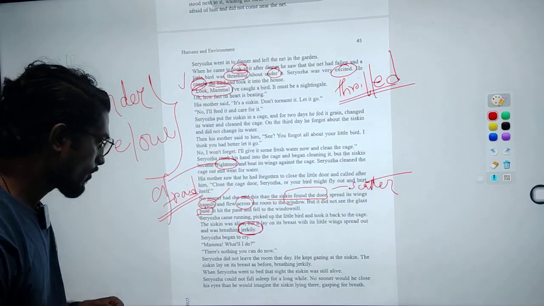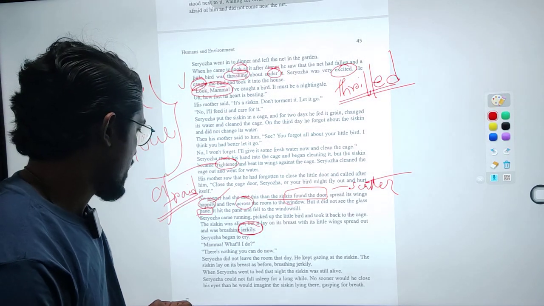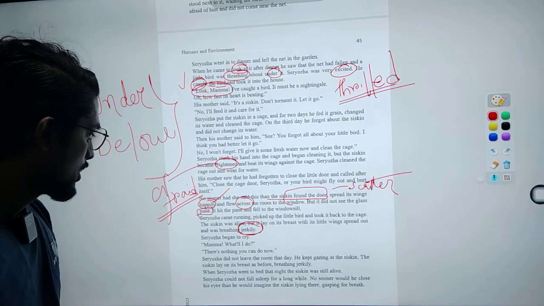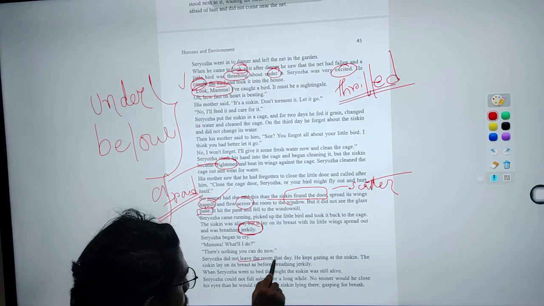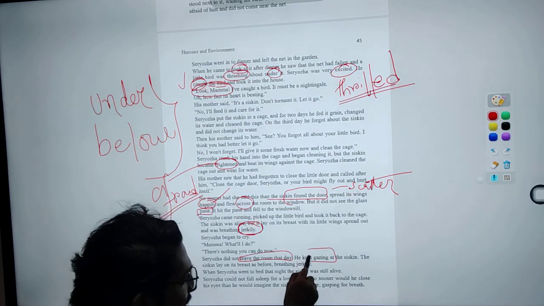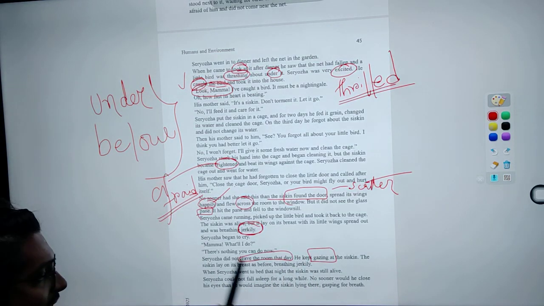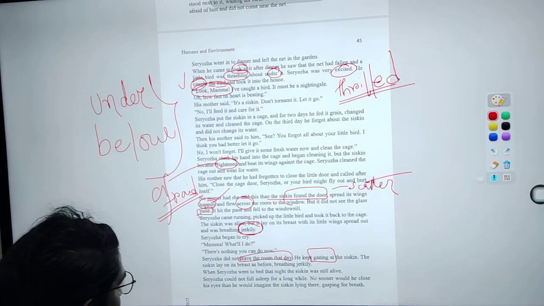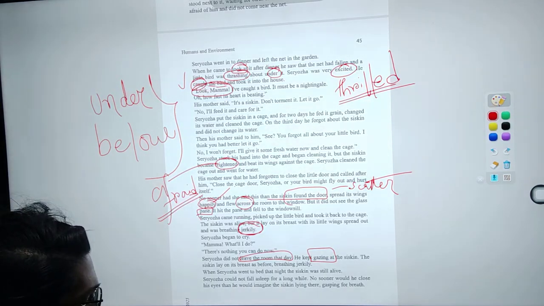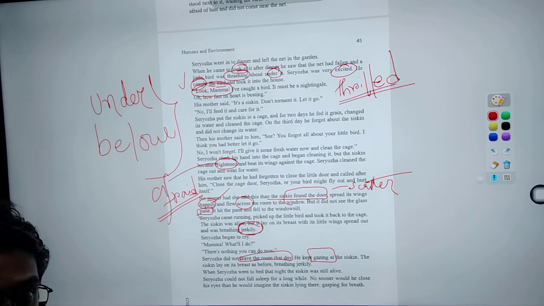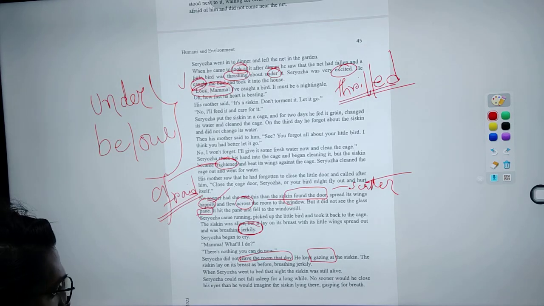Okay. Shailaja began to cry. Mama, what will I do? There is nothing you can do now. Shailaja did not leave the room that day. He kept gazing, অর্থাৎ এক দৃষ্টিতে তাকিয়ে থাকা. The siskin lay on its breast, বুকের উপর শুয়ে ছিল, as before, আগের মতোই, breathing jerkily, অর্থাৎ খুব কাঁপছে, কিভাবে কেঁপে কেঁপে শ্বাস নিচ্ছে.